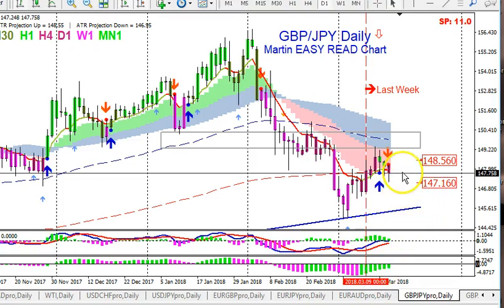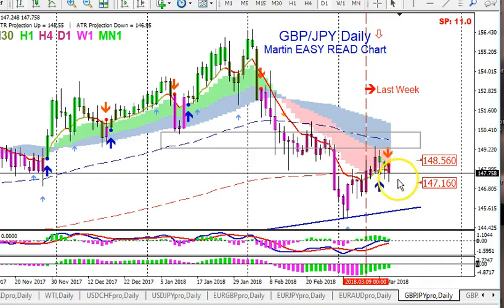My best advice is to wait, and you could wait for price to break below this area right here, 147.16, and if that's the case, price then could likely go down to 146.70 or 80. So not much of a move to the downside, but again, you could just stay away from this pair. But I do favor the downside.